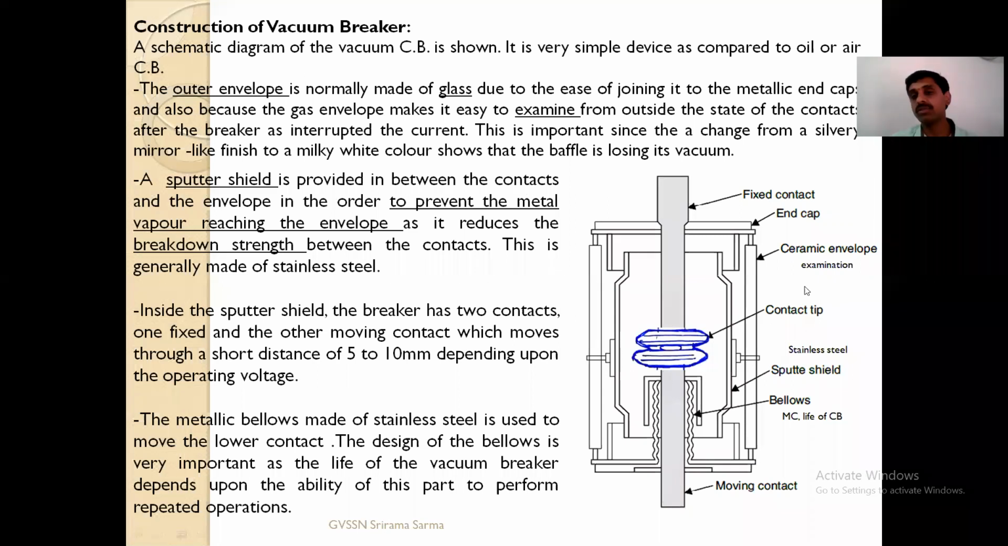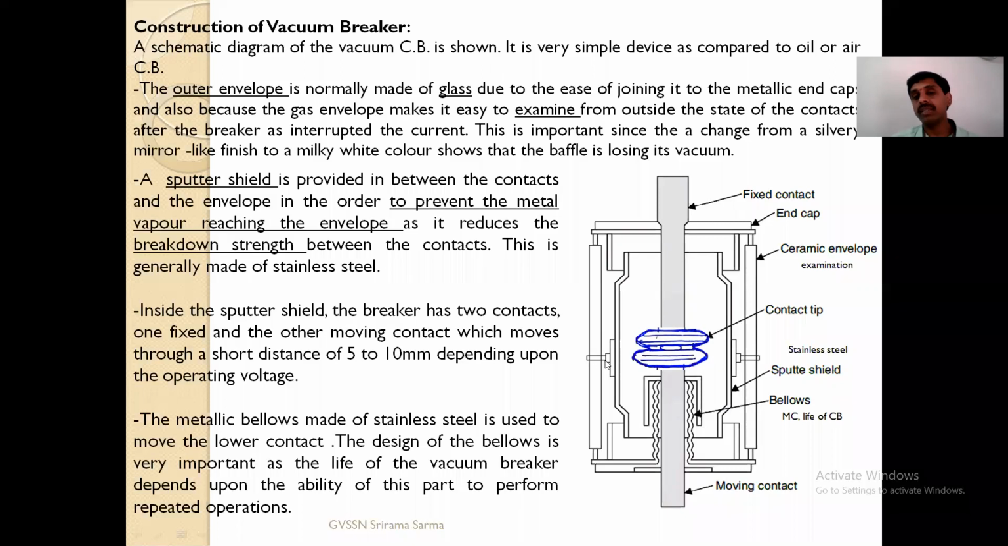The sputter shield, if you see, this is the sputter shield, and this is the outer envelope. It is provided between the contacts and the outer envelope in order to prevent the metal vapor from reaching the envelope. The metal vapor reaching the envelope should be avoided as it reduces the breakdown strength between the contacts. The vapor formed inside should not reach this envelope. For that reason, a sputter shield is provided here between the contacts. This is generally made of stainless steel.